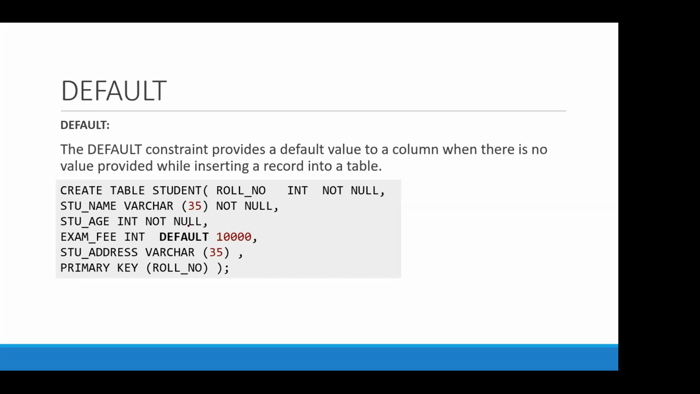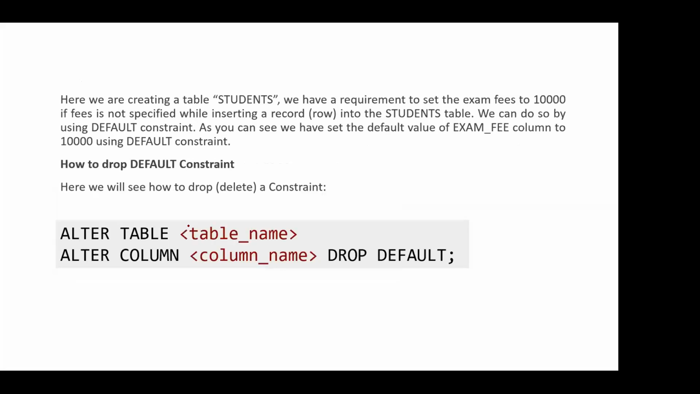So this is default, and in the same way we can use the alter table statement to give a default constraint here, and we can drop the constraint. How to drop a constraint? Drop means to remove the constraint for a specific column. So we are using the syntax through the alter table statement.